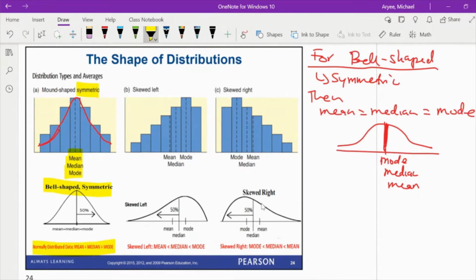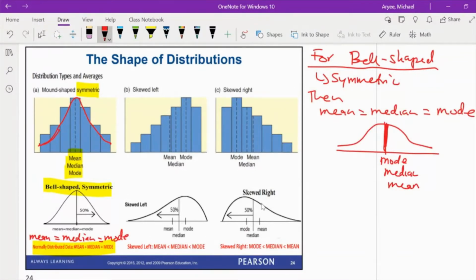So you see this expression here. It's saying that for normally distributed data, mean is equal to median is equal to mode. Those are things that I want you to know. If the distribution is normally distributed, then the mean is equal to the median, which is equal to the mode.